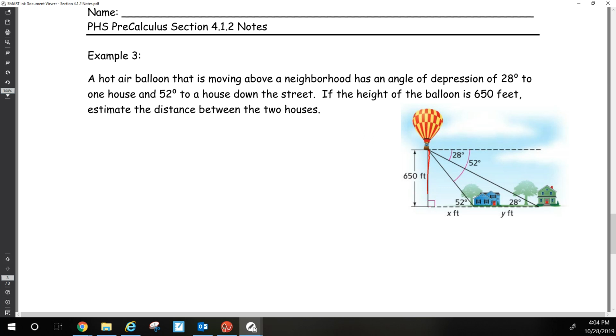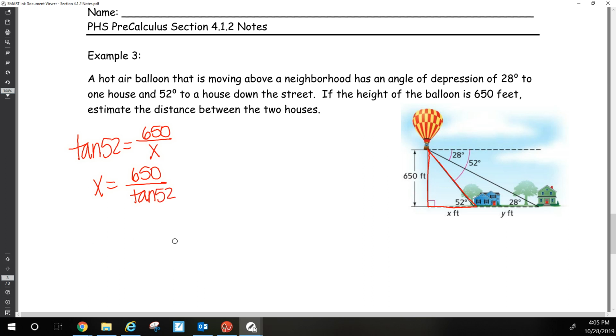So first, I've got this triangle here for the blue house. And for that one, here's my angle. I know opposite, and we're looking for adjacent. So I've got tan 52 is equal to 650 over x, which means x is equal to 650 over tan 52.